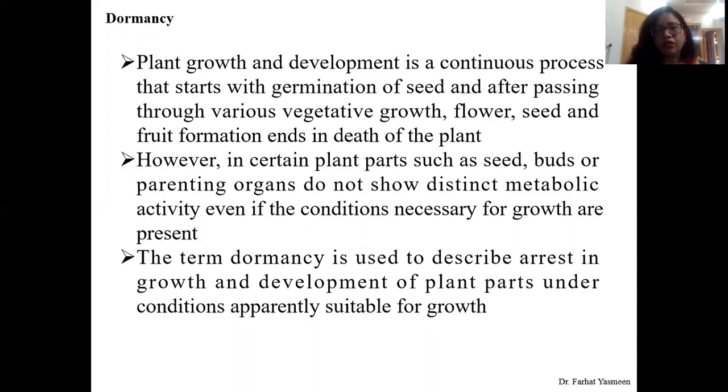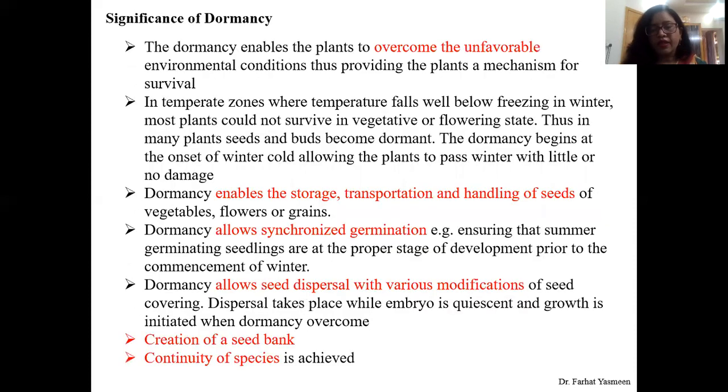The term dormancy describes the arrest in growth and development of the plant parts under conditions which are apparently suitable for growth, but actually are providing some sort of resistance to the plant under the growth conditions.